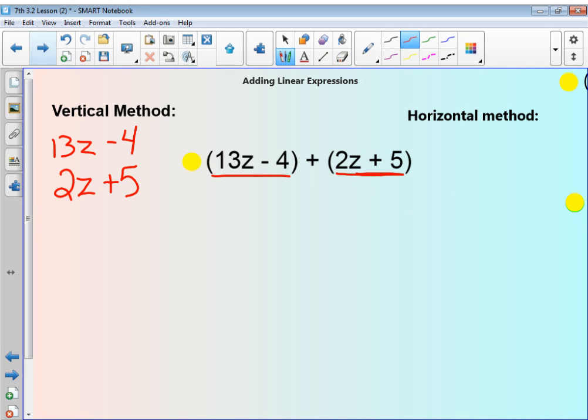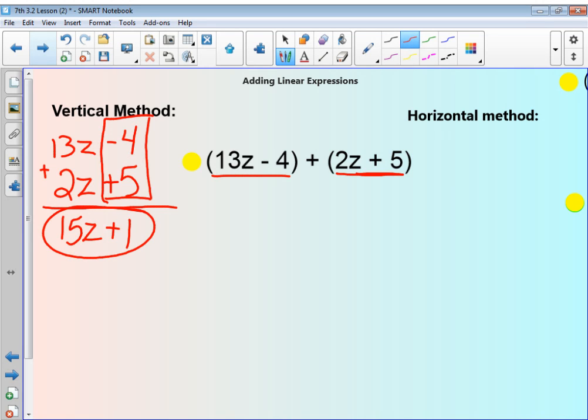Now, vertical method, like terms are already matched up. So I'm going to go ahead and get an answer for that part. So negative 4 plus 5 gives me a positive 1. Put my positive sign in there because now there's more than one term. 13z and a positive 2z, so plus 2z gives me 15 with a z. Final answer.